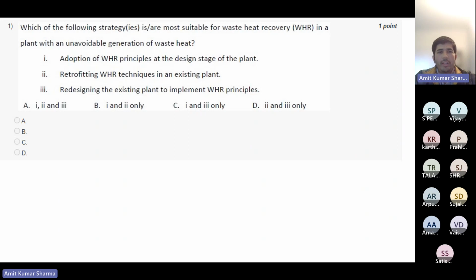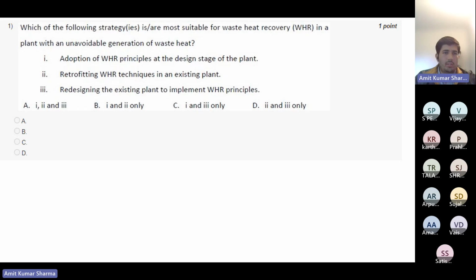Yeah, it's going to be very difficult. Redesigning the existing plant, you cannot redesign because when we are installing a plant, it has a huge cost. So it's very difficult to redesign. We cannot redesign any plant. Whenever a plant is installed, it is for maybe 20 years, 25 years, 30 years. So redesigning is not a possible option. So option third is wrong. So the correct options will be 1 and 2.